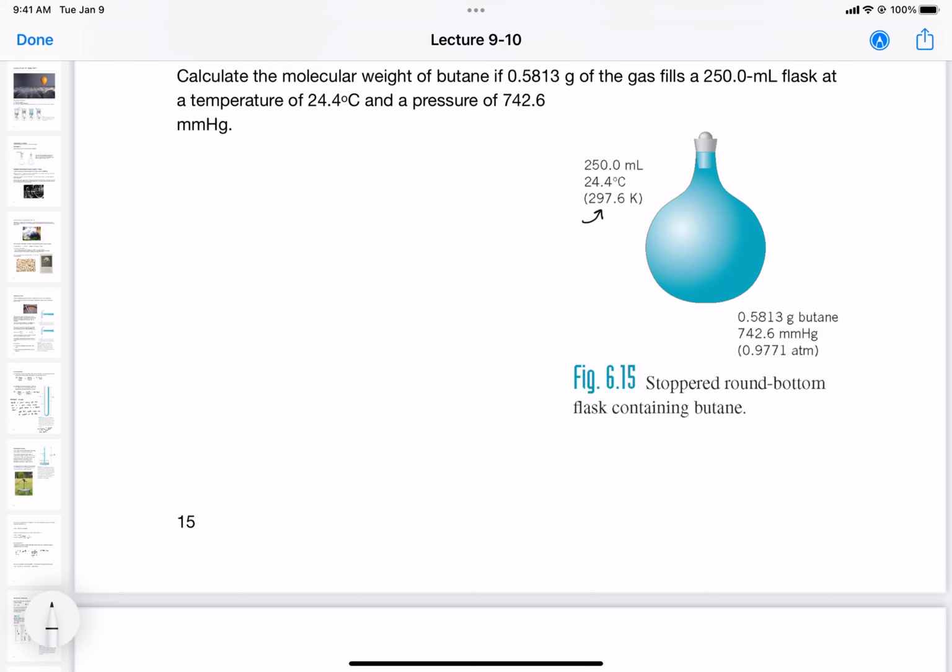And then we converted the millimeters of mercury to ATM. So now let's just write everything we have here. So our mass is 0.5813 grams. So there's a lot of information here, so we should try to hone in on what we need for this problem to answer the question.